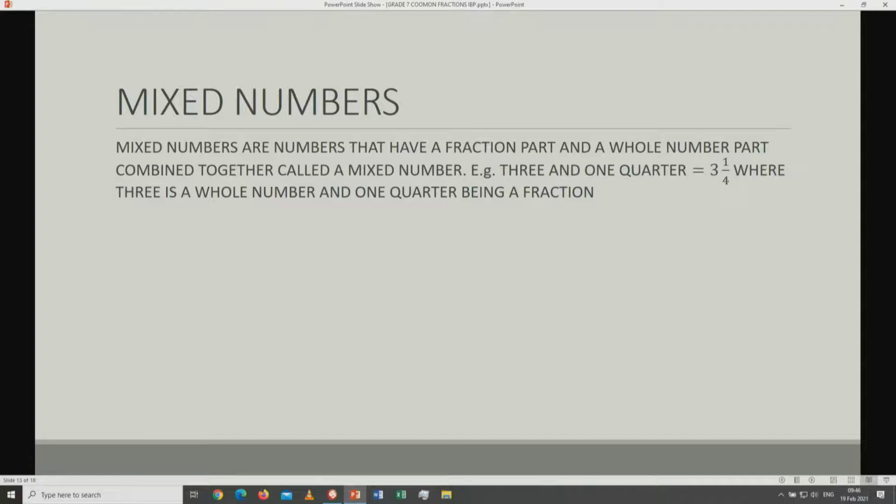Now first, what are mixed numbers? We say mixed numbers are numbers that have a fraction part and a whole number part combined together, called a mixed number. In a mixed number, we've got a whole number standing on its own and a fraction next to it. When they are combined, they are called mixed numbers because there's a whole number and a fraction. For example, 3 1/4 is a mixed number. Why? Because 3 is a whole number and 1/4 is a fraction.